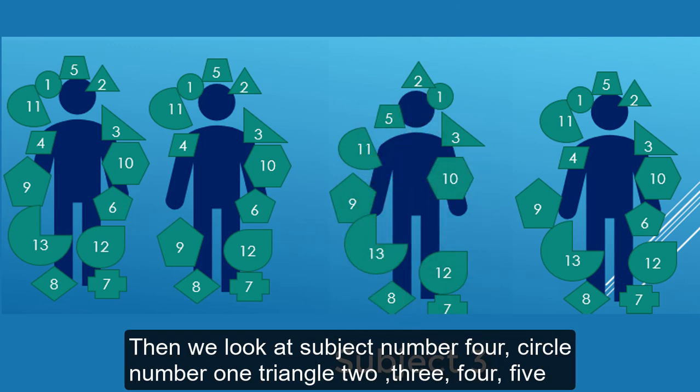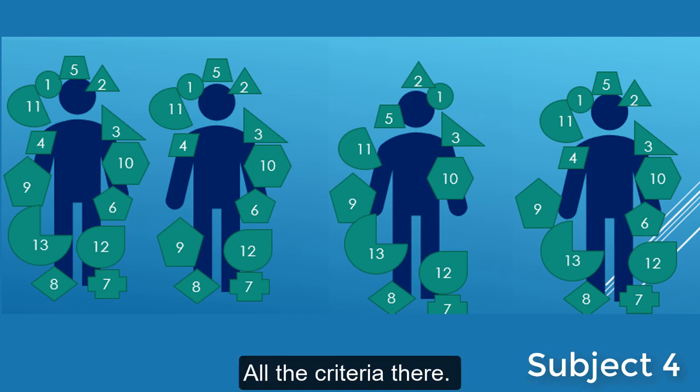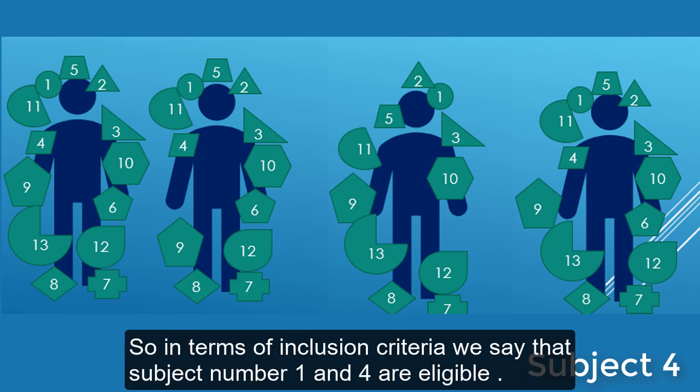Then we look at subject number 4. Circle number 1, triangle 2, 3, 4, 5, 6, 7, 8, 9, 10, 11, 12 and 13. All the criteria are there. So in terms of inclusion criteria, we say that subject number 1 and 4 are eligible.